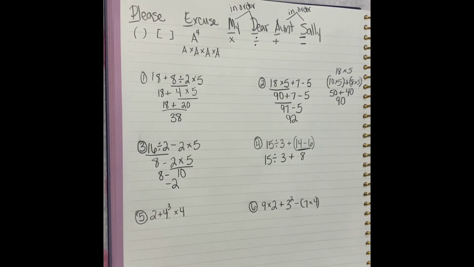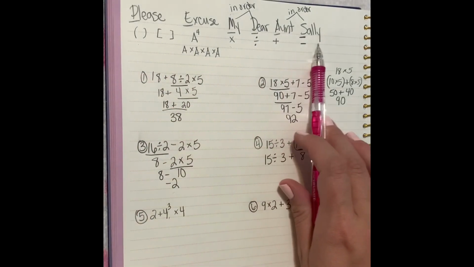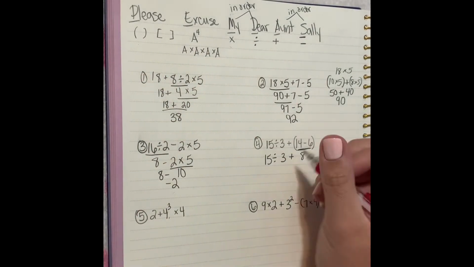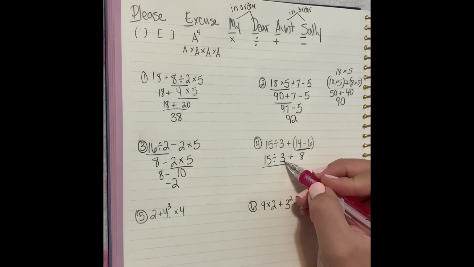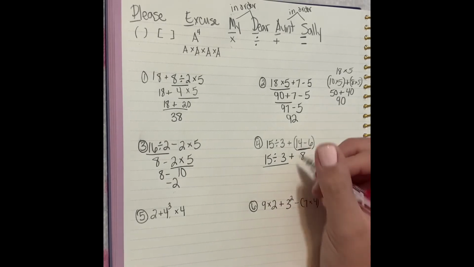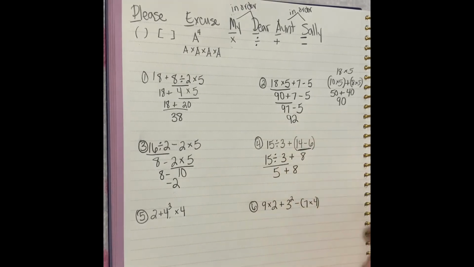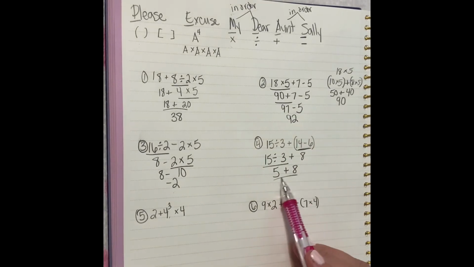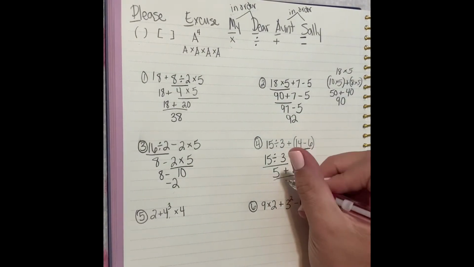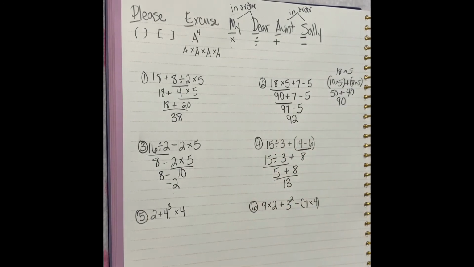Okay. So now we have division and addition. Looking at our rules, division comes first. So how many groups of 3 are there in 15? There are 5, and then plus 8. Last step, 5 plus 8 is 13. Great job, guys. Okay, moving on.